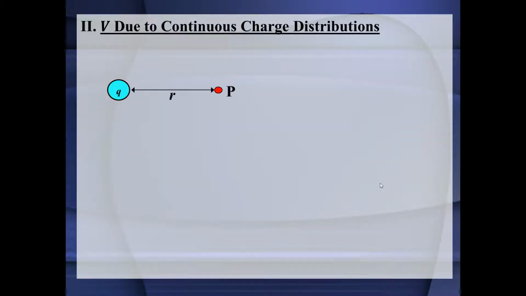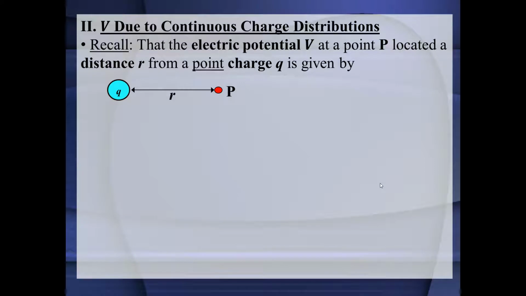Okay, so let's start off by doing just a quick recall as to what electric potential at a point is. The electric potential, which we're going to abbreviate with capital V, at a point P that's located a distance r from a point charge Q is given by the following equation. And that equation is V is equal to KQ divided by R.